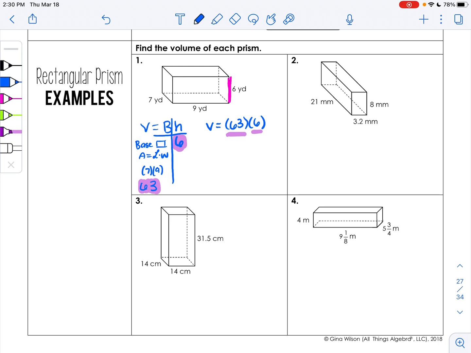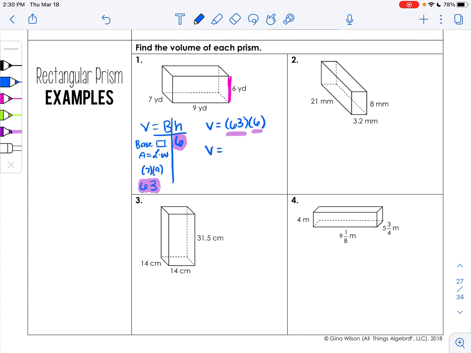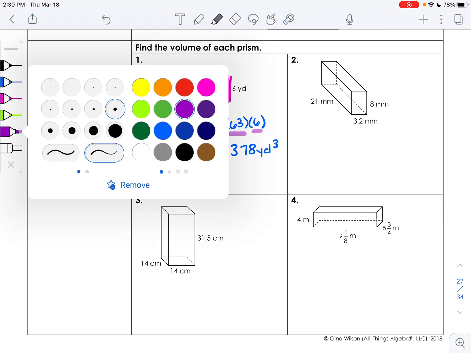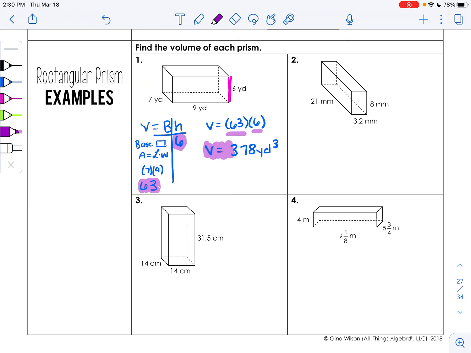We can do this by hand, or we can put it in the calculator, and we find that 63 times 6 is 378. And since we're talking about volume, our unit of measure is yards, and that's going to be cubed. So our unit of measure is yards cubed. Remember, perimeter would just be yards, area is yards squared, volume is cubed. Go ahead and highlight number 2 and 3, and let's look at number 4.